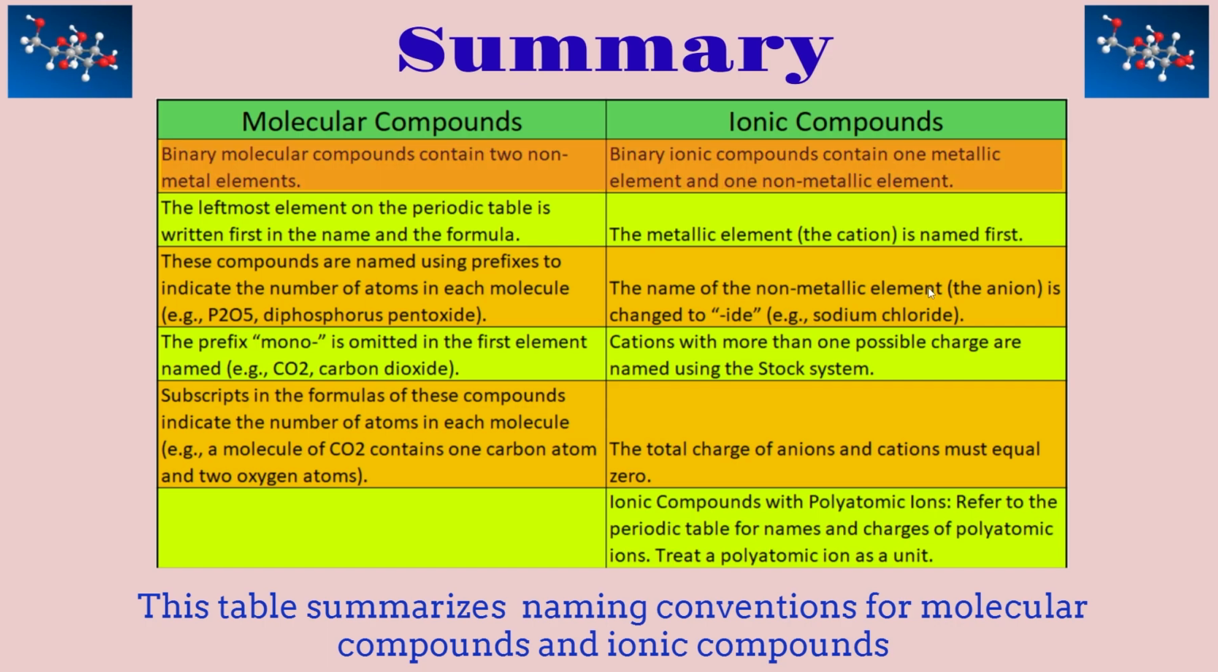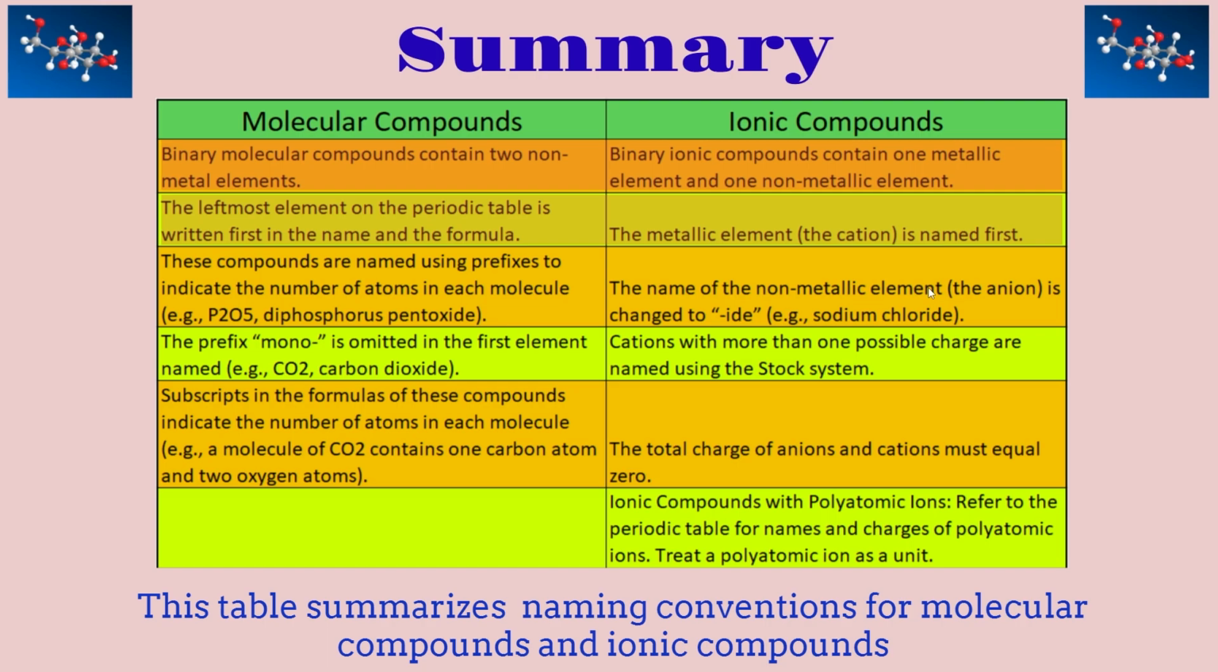For the next one, the leftmost element on the periodic table is written first in the name and the formula. This is for the molecular compounds. For example, if we have carbon dioxide, we always put carbon first because carbon comes left of oxygen, so it's before oxygen. On the other hand, for ionic compounds, the metallic element, which is the cation, is always named first. So you're never going to see an anion first. The anions are always behind the cations.